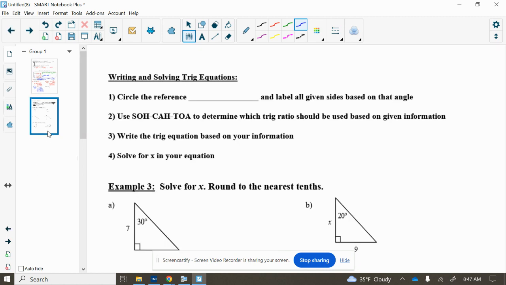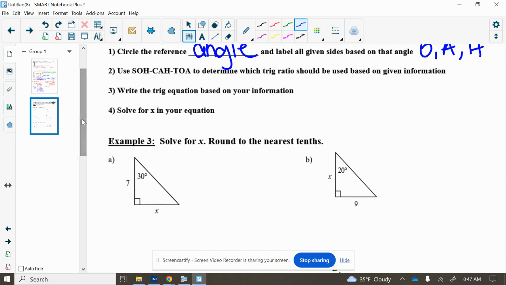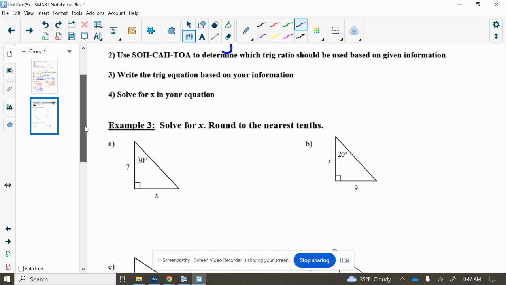All right, now, how are we going to actually be able to set up those equations for us to solve? Well, first and foremost, we are going to start each time by circling the reference angle they are giving us, and then we are going to label all of the sides based on that angle, the opposite, the adjacent, and the hypotenuse based on what we are given. Then, based on what we are given, we want to decide which of the following should we use: sine, cosine, or tangent. We will write our trig equation based on that info and solve for x.